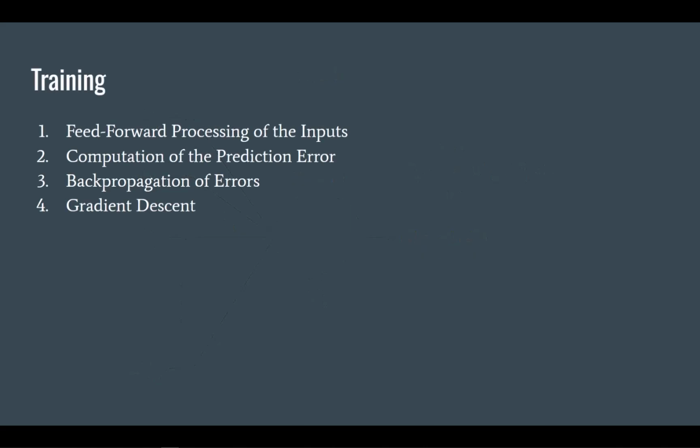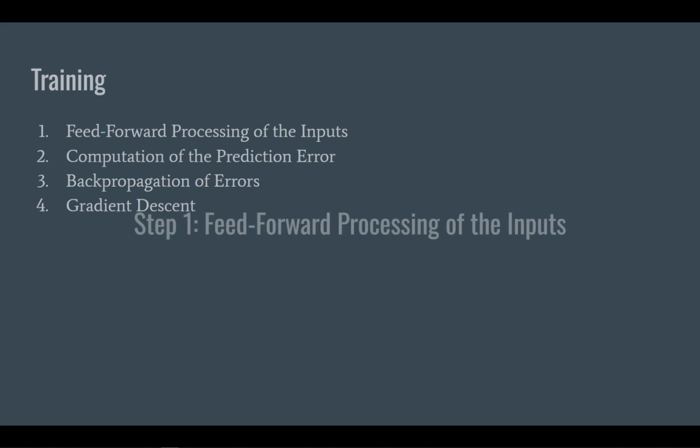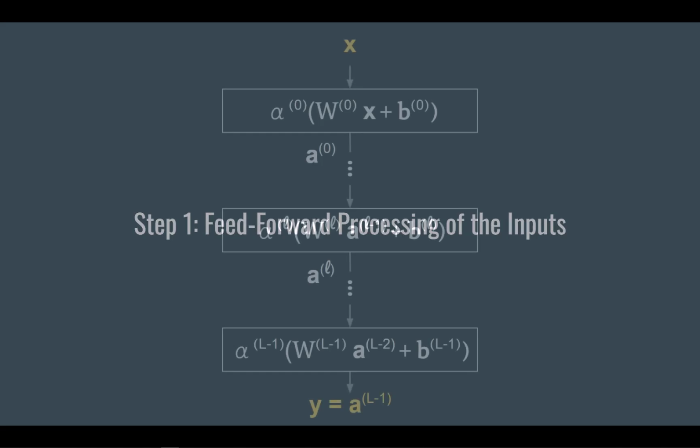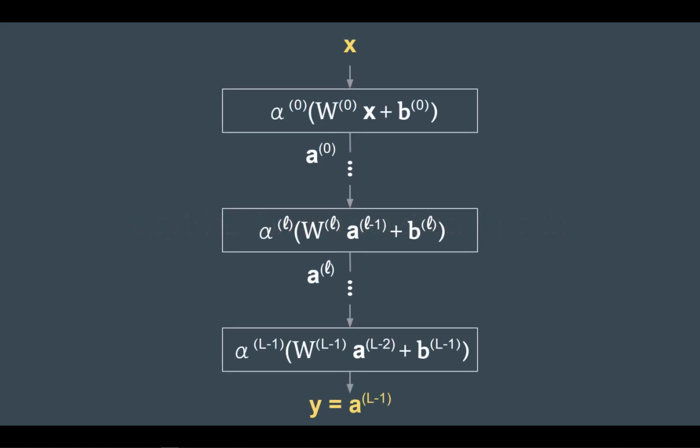These are the 4 steps involved in the training of a neural network. Step 1 of training is the feed-forward processing of the inputs. The input array X is processed through all the layers of the neural network to produce the output array Y. Every layer L performs the calculation shown in the previous set of slides to calculate the layer's output array labeled A superscript L. The first layer processes the input array X. The last layer produces the neural network's output array Y.